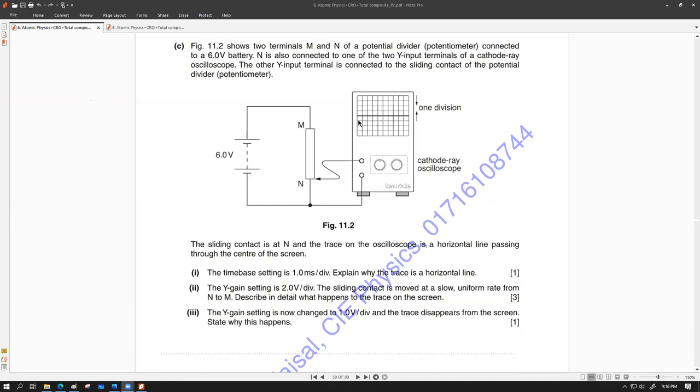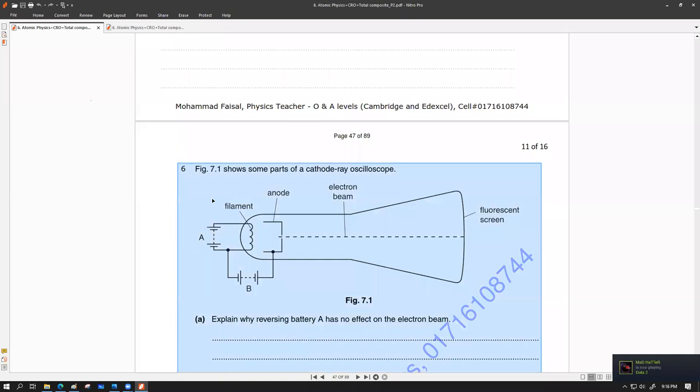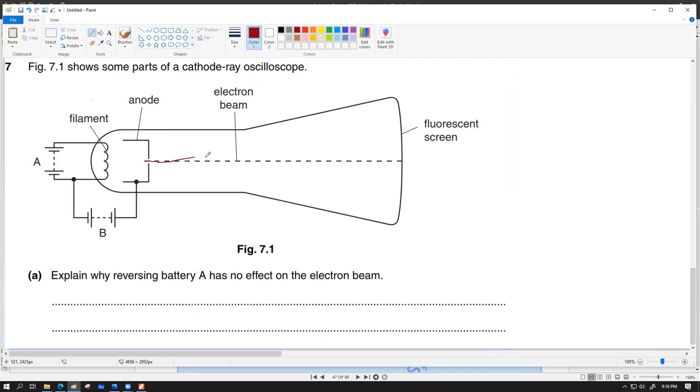So what actually happens in that scenario? Let me choose a different figure so that I can make sense with you. When that happens, the beam would be bending like this. Let's say the Y plates are located here. These are the two Y plates that we're going to have. They should be of equal length and equal distance apart. So now the bending is going to happen something like this.